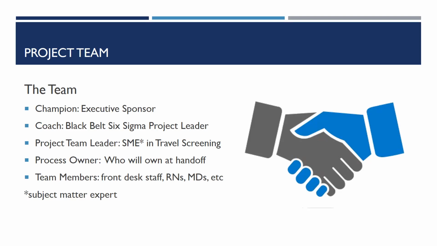The process owner is active in every part of DMAIC, but also holds an important role in the control phase as they are responsible for ensuring sustained improvement after project handoff. Finally, team members bring invaluable insight and knowledge to the process.